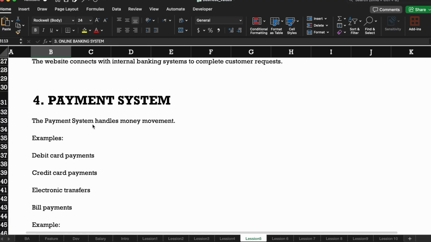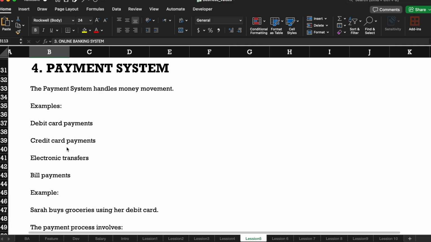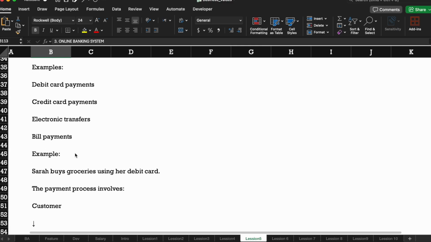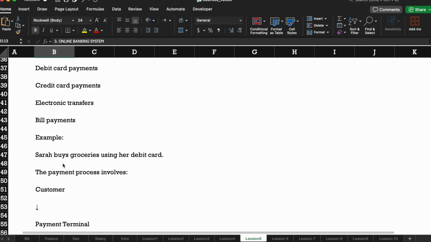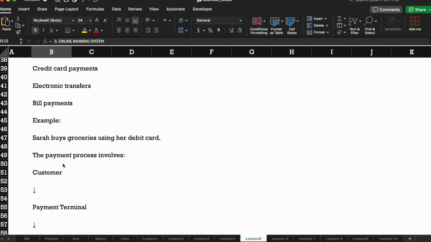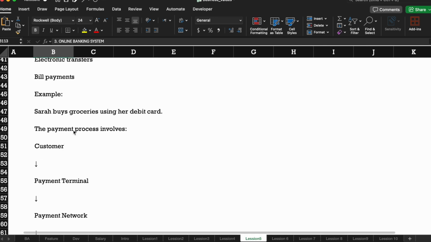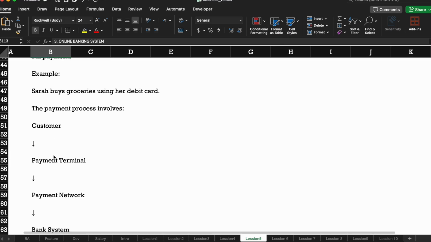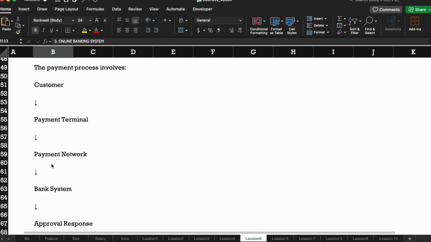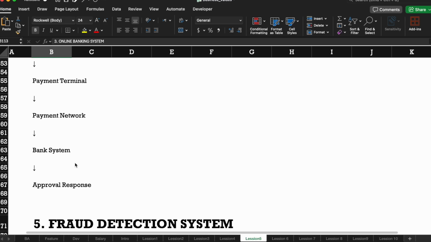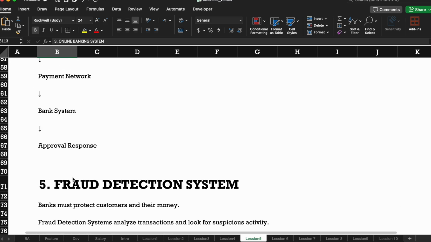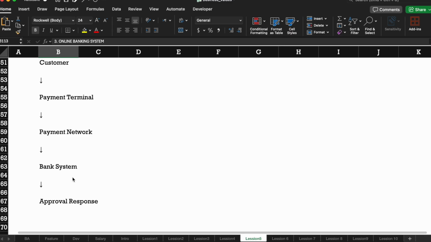So, payment system. The payment system handles money movement. Examples: debit card payments, credit card payments, electronic payments, bill payments. Example, Sarah buys groceries using her debit card. The payment process involves the customer, payment terminal, payment network, bank system, and approval response. Right, this is the flow.